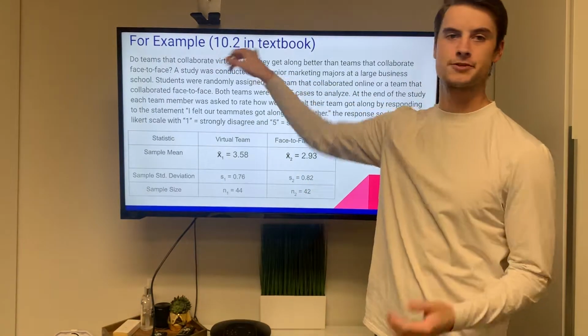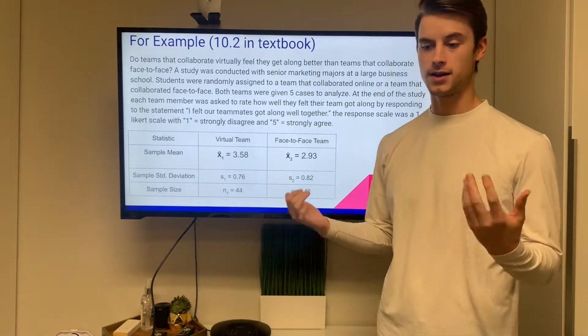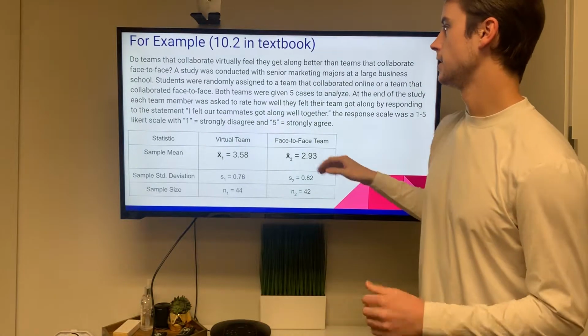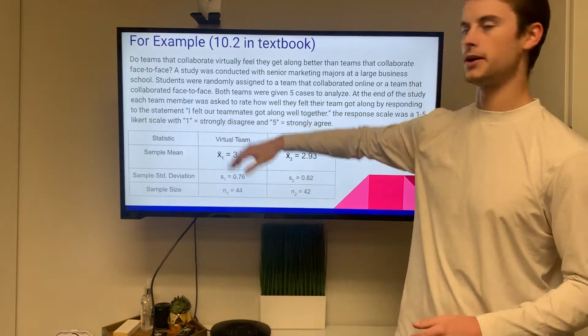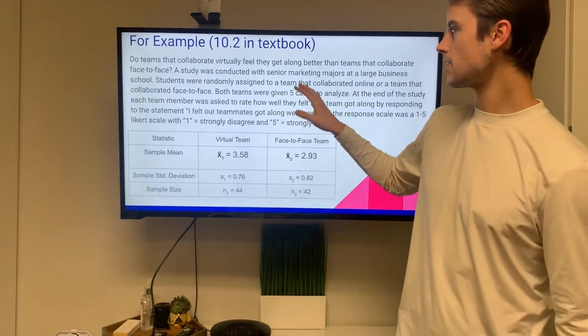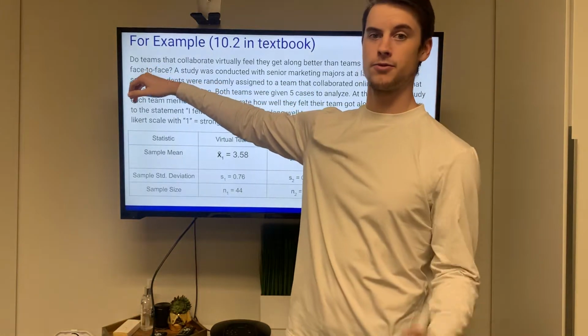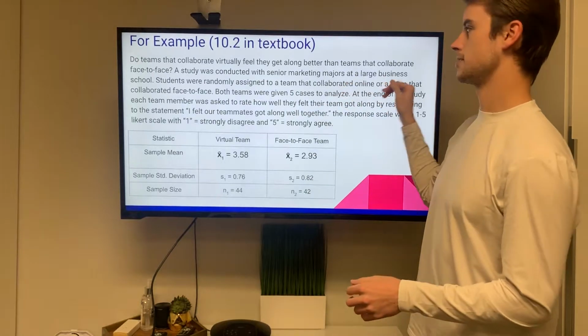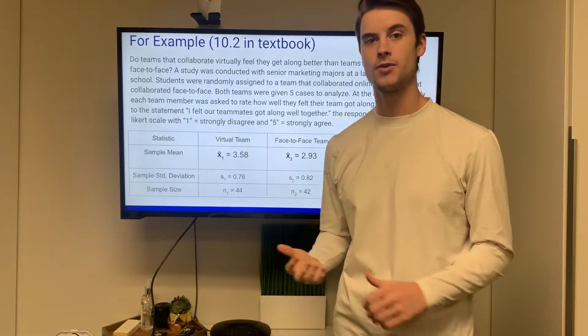Again, this is coming straight out of the textbook, so if you guys are like, I don't get it, it's in the textbook, don't worry, okay? And this is a really lengthy one, I know, but bear with me, okay? So, this is kind of a real world example too. Do teams that collaborate virtually feel they get along better than teams that collaborate face-to-face? I know that's an important question.